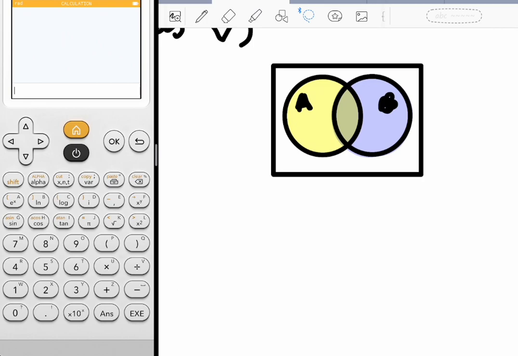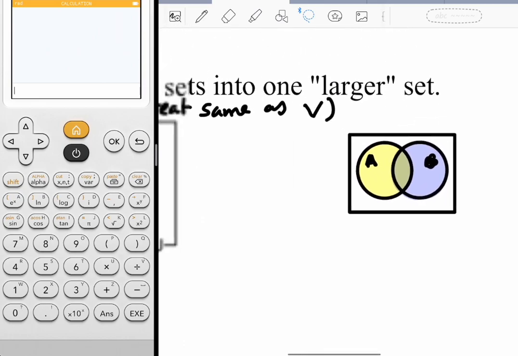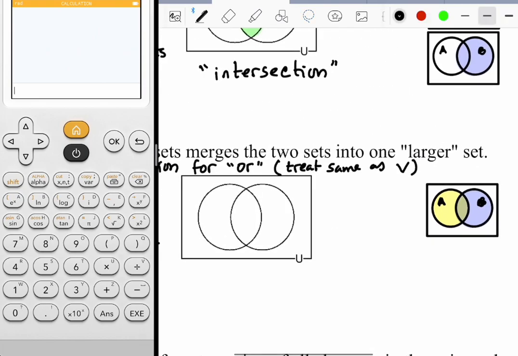But now I care about the parts that are shaded in any way. Maybe it's single shaded, maybe it's double shaded. The only parts that I'm unconcerned with would be the parts that are completely white, no shading whatsoever. With that in mind, I have, again, set A and set B.